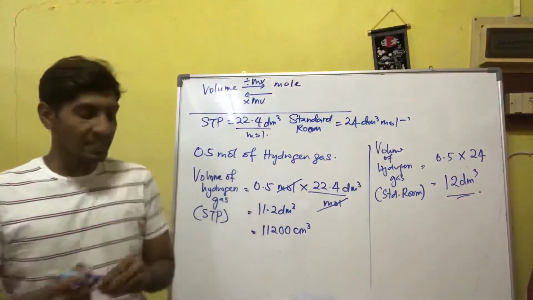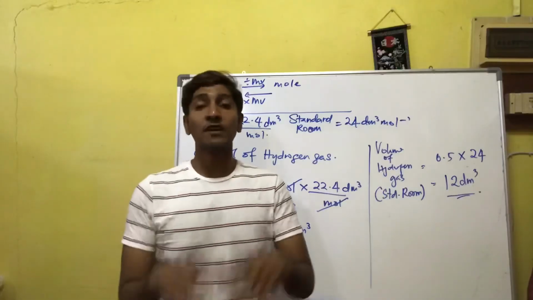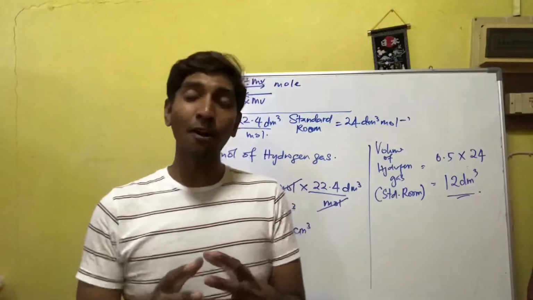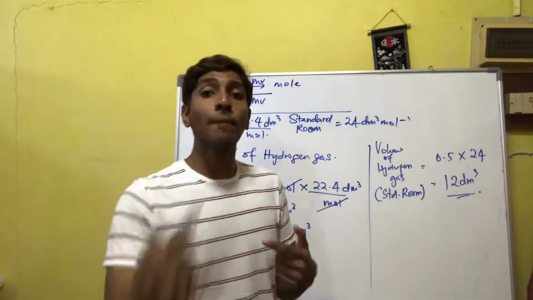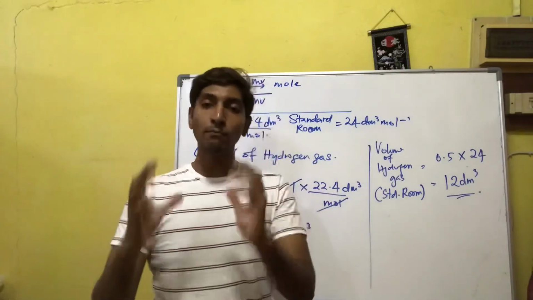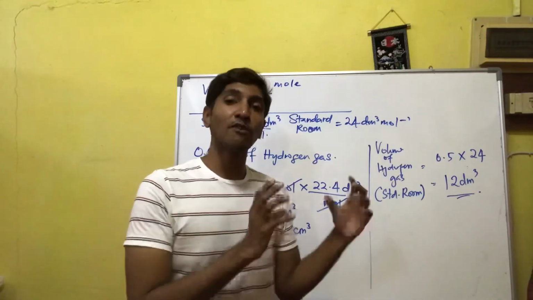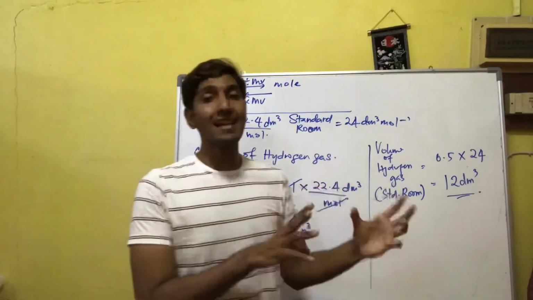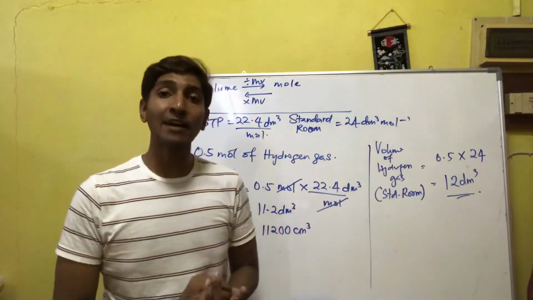To recap everything, we have established that if you have mole and want to find the number of particles, you multiply by the Avogadro constant. To go back from the number of particles to mole, you divide by the Avogadro constant. From mole to volume, multiply by the molar volume. From volume to mole, you divide by the molar volume. From mole to mass, you multiply by the molar mass. From mass to mole, you divide by the molar mass.